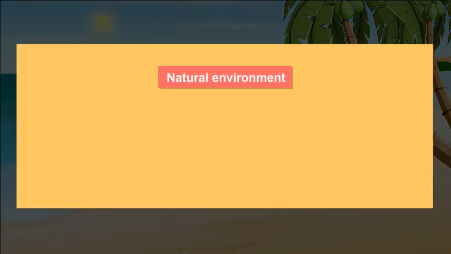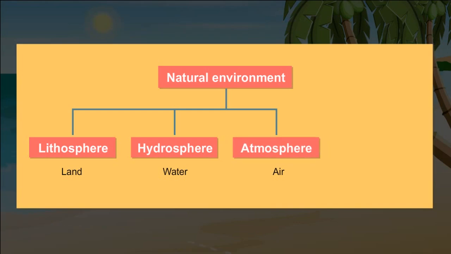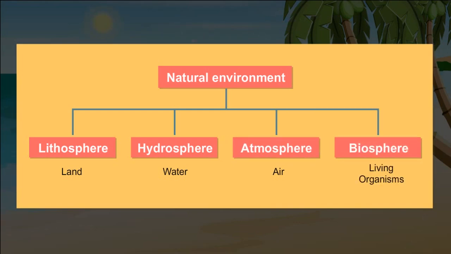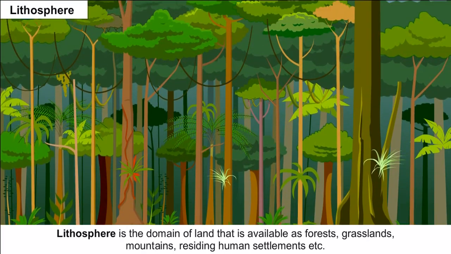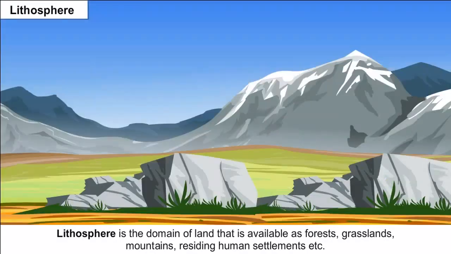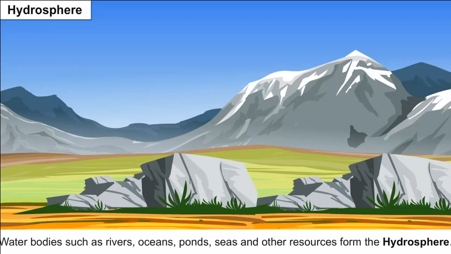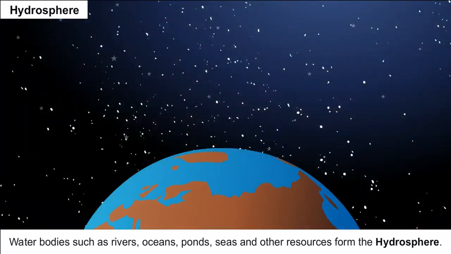Natural environments comprise four important spheres: the lithosphere, hydrosphere, atmosphere, and biosphere, that is, the land, water, air, and living organisms. Lithosphere is the domain of land that is available as forests, grasslands, mountains, residence for human settlements, etc. Water bodies such as rivers, oceans, ponds, seas, and other resources form the hydrosphere.